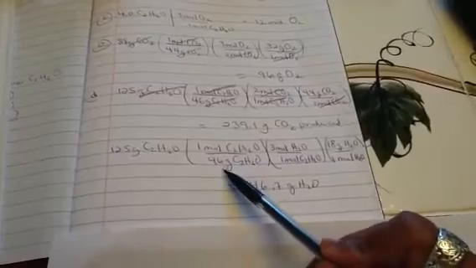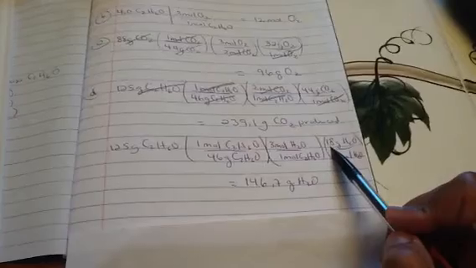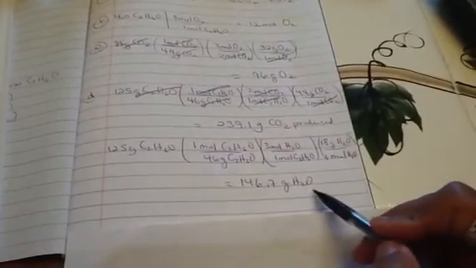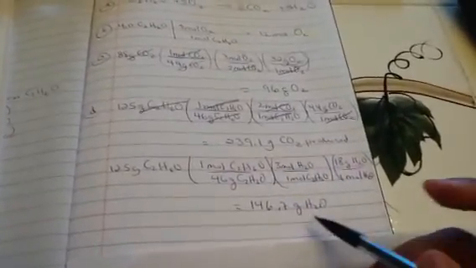You can do a similar thing as shown for water. The difference between this one and this one is that I'm using from the balanced equation the moles of water per mole of ethanol, and I'm going to use the molar mass of water. 2 times 1 plus 16 is 18, and so I get 46.7 grams. I can't stress enough that this is the way to do stoichiometry.